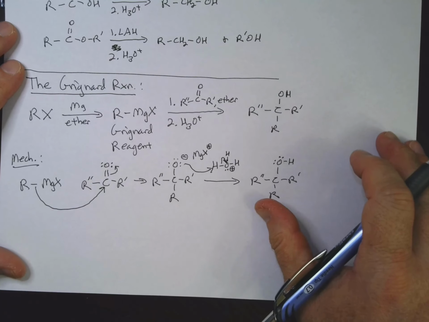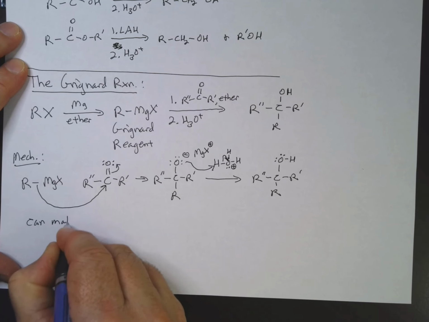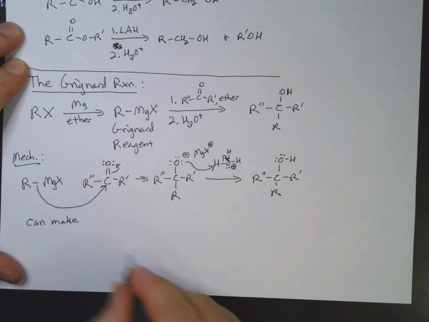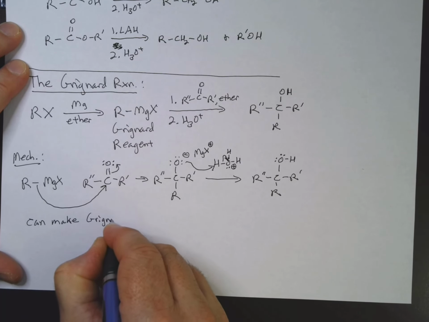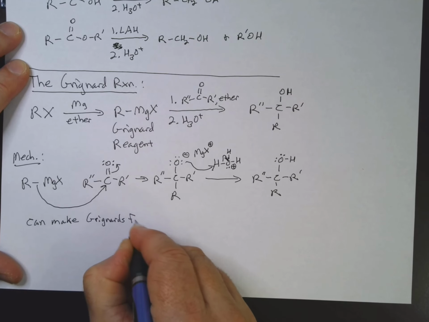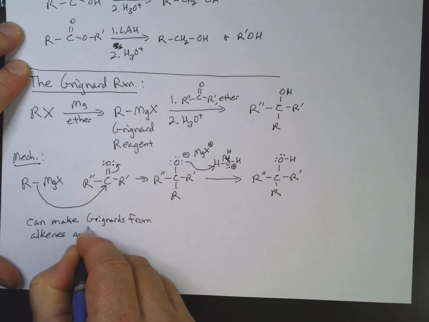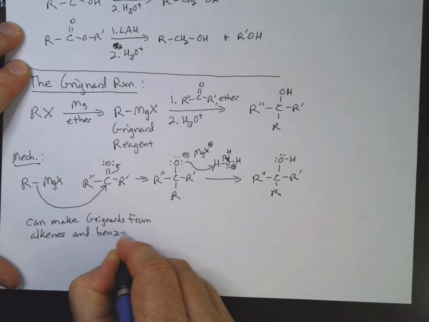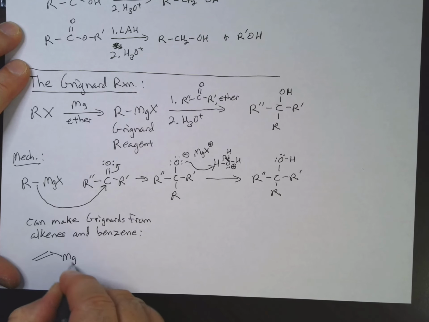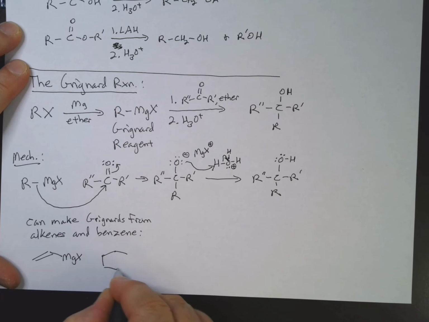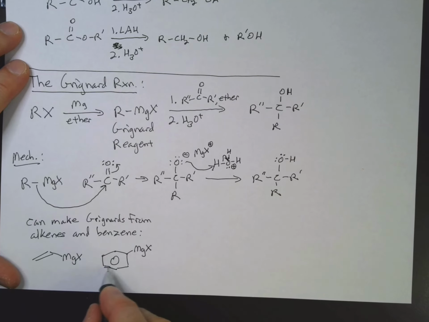Now there are some things to note here about the Grignard. We can make Grignards from alkenes and benzenes. So we could have MgX, typically MgBr.